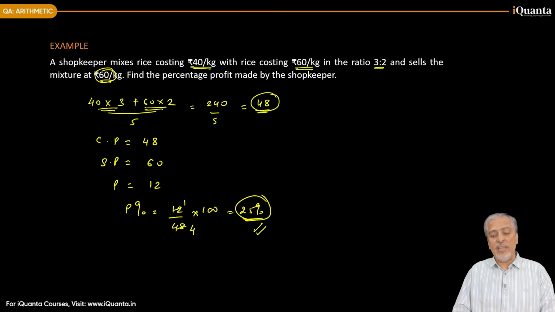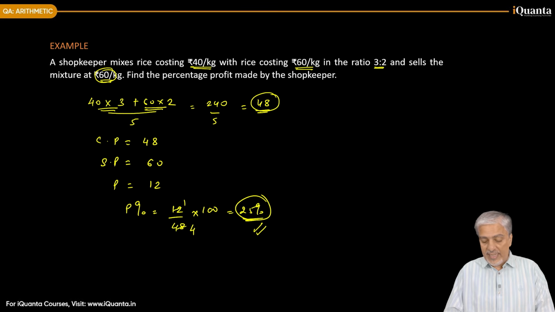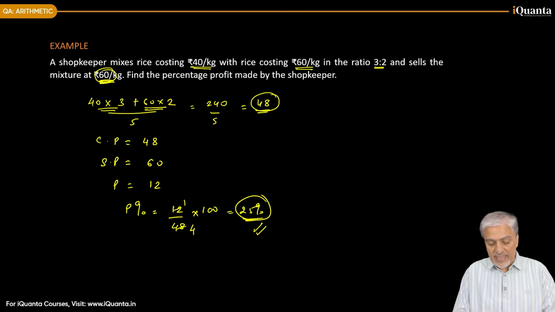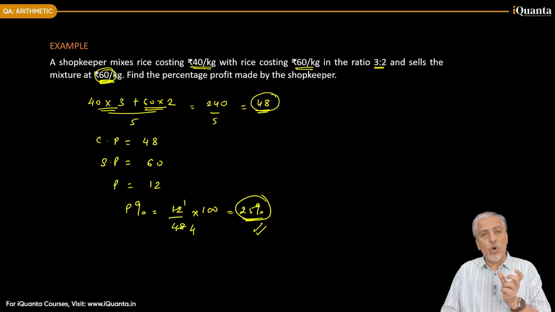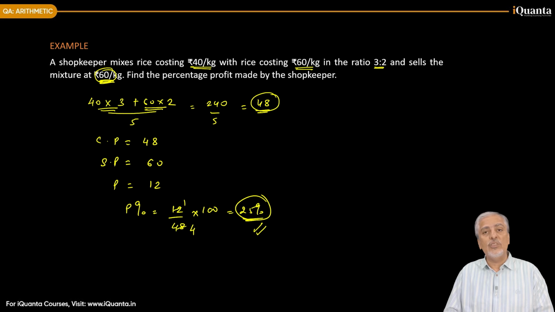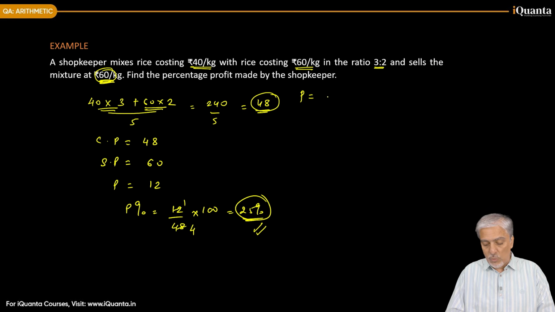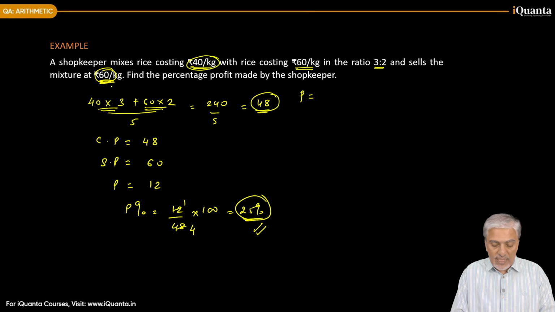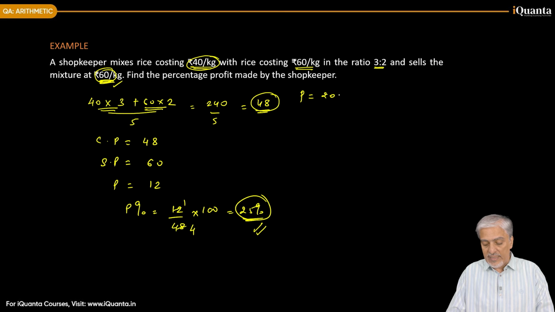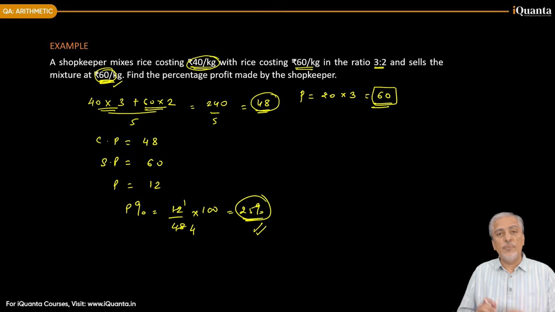There was one more smart way in which this question can be done. The second type of rice, the one costing 60, he sells at 60 only. So he's making no profit, no loss. The profit is made only on the 3 parts which he's bought over here. So let's assume he had bought 3 kgs. The rice which he bought at 40, he's selling at 60, which means profit was 20. 20 into 3 is 60 rupees. Total profit was 60.